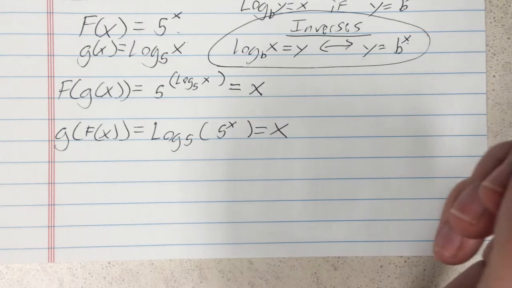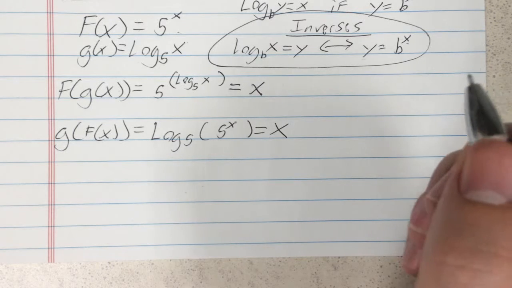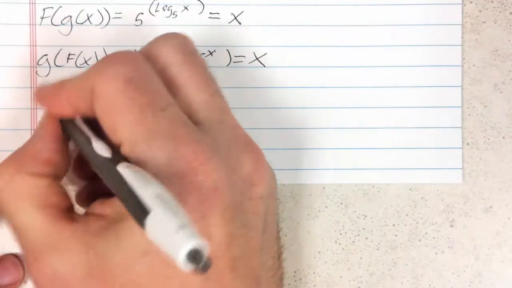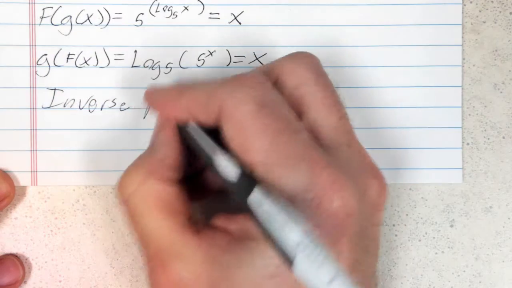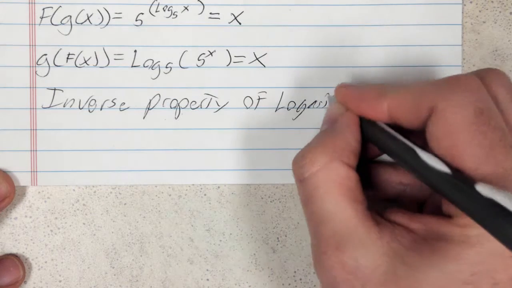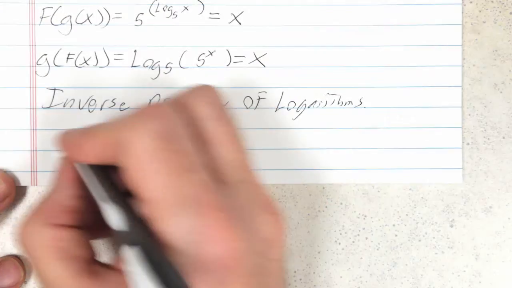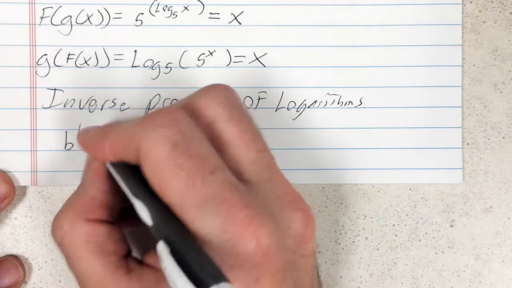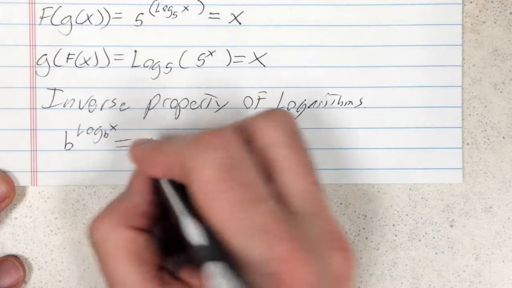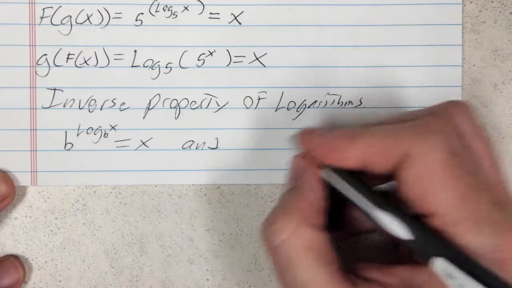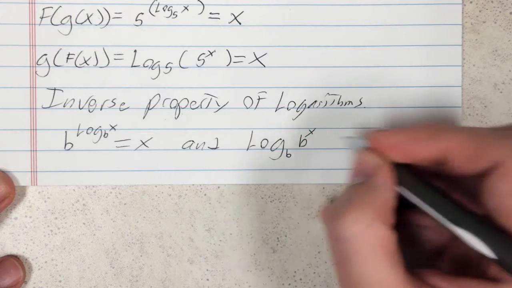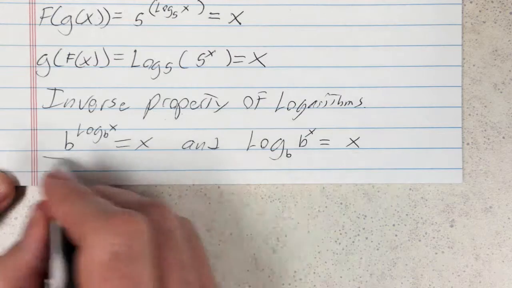Alright, so our inverse property of logs kind of boils down to, inverse property of logarithms: b to the log base b of x is equal to x, and log base b of b to the power of x is equal to x.